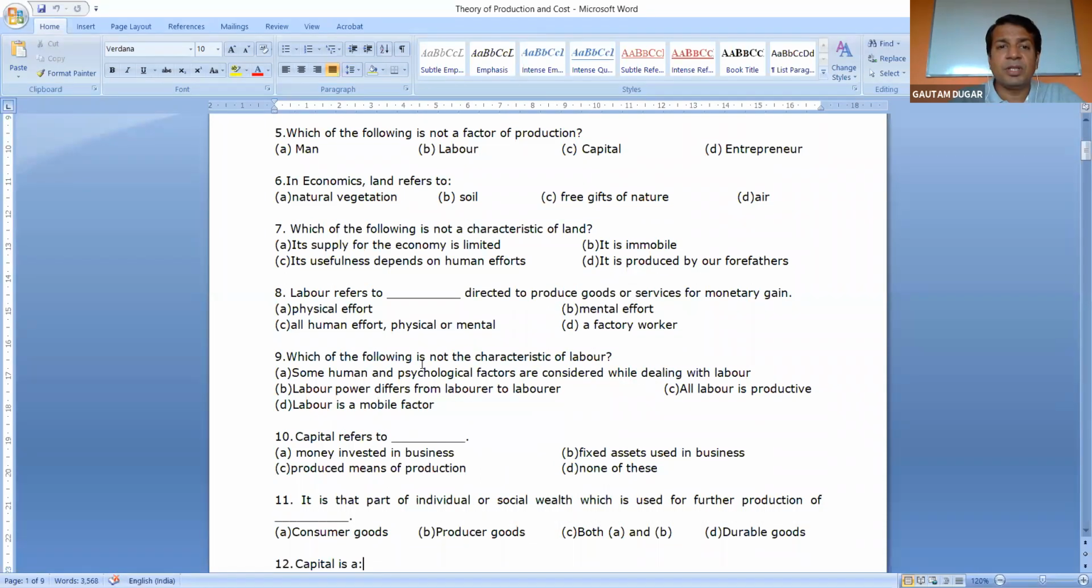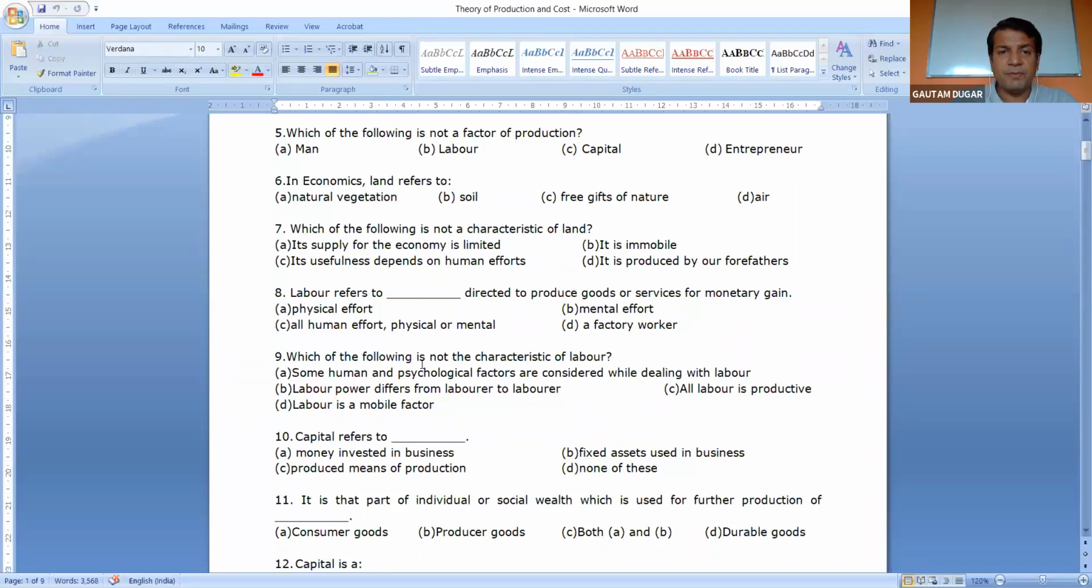Number 6, land refers to natural vegetation, yes. Soil, yes. Free gifts of nature, yes. Air, yes. Now, what will it do? So, obviously, the rest 3, that is natural vegetation, soil, air, all are free gifts of nature. So, if a question comes like this, obviously, your answer would be C, because that is the most broadest category. Air is a part of the free gifts of nature. Soil is also part of free gifts of nature. Natural vegetation is also part of free gifts of nature. So you have to be specific in taking the answer. It has to be free gifts of nature, land.